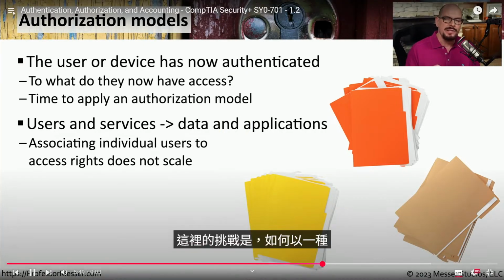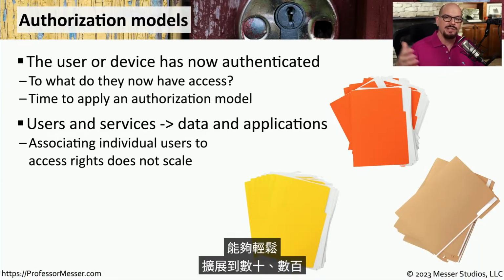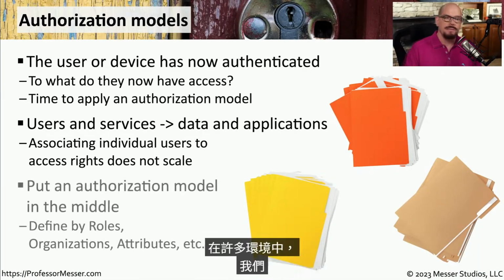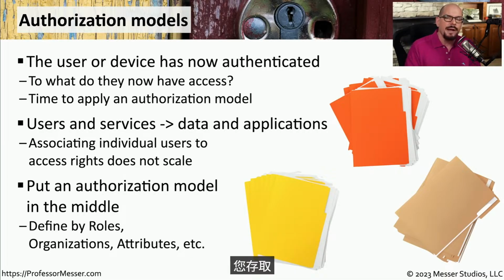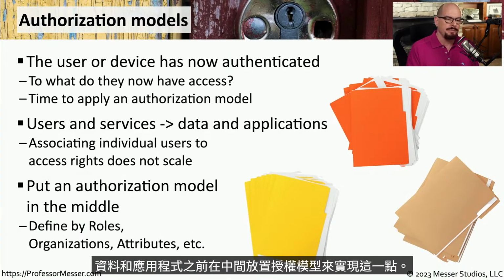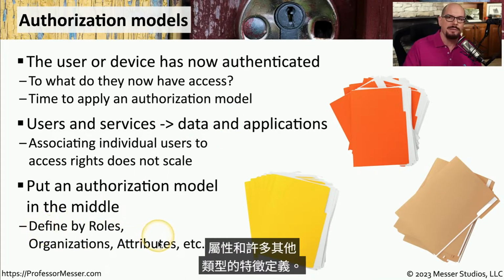The challenge here is, how do you create this relationship in a form that's able to easily scale for tens, hundreds, or even thousands of users? In many environments, we accomplish this by taking the users and services and putting an authorization model right in the middle before you access the data and the applications. These are commonly defined by roles, organizations, attributes, and many other types of characteristics.